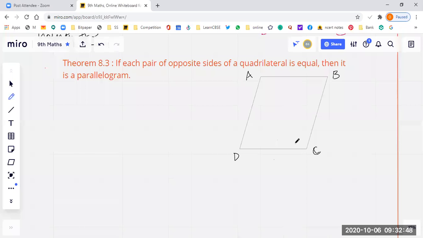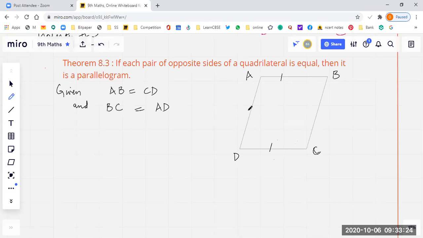All right. How do we prove it? So see that, students. How can we prove this? Let's say ABCD is a quadrilateral. We don't assume this is a parallelogram. We have to prove that it's a parallelogram. Okay, it's a quadrilateral. What is given? Tell me, students. Each pair of opposite sides of the quadrilateral is equal. That means, what are the pairs of opposite sides? AB is equal to CD, and BC is equal to AD.